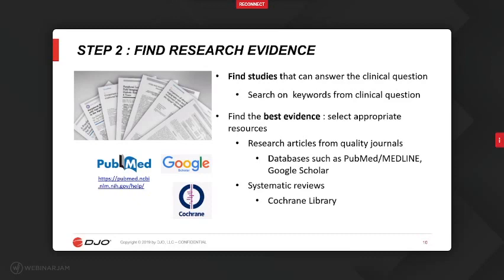PubMed is a huge global database of scientific publications. It includes millions of references to articles from medicine, nursing, basic science, biomedical fields, and the coverage is from the 1940s to the present, and it includes over 5,600 journals from around the world in many languages. And then if we want to look for systematic reviews, we have the Cochrane Library, which is a very prestigious database for systematic reviews.